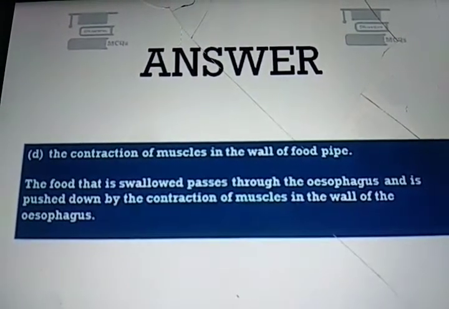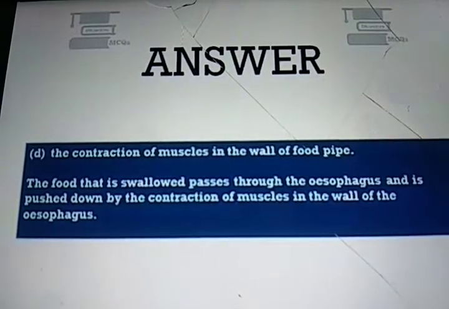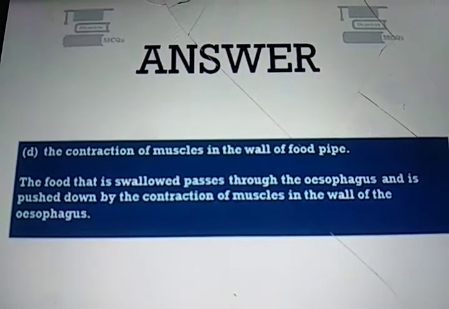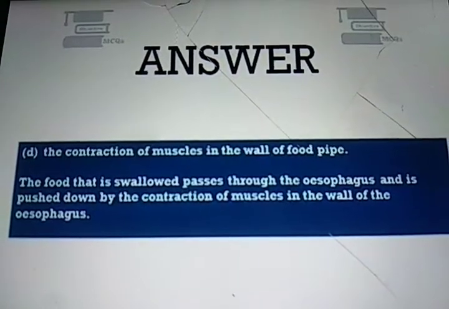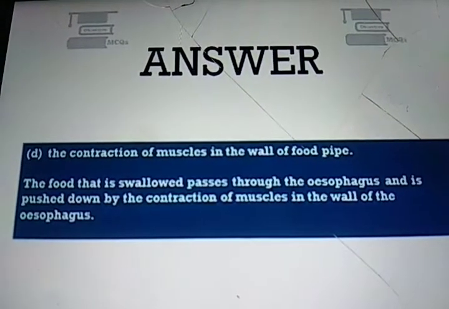The food that is swallowed passes through the esophagus and is pushed down by the contraction of muscles in the wall of the esophagus.